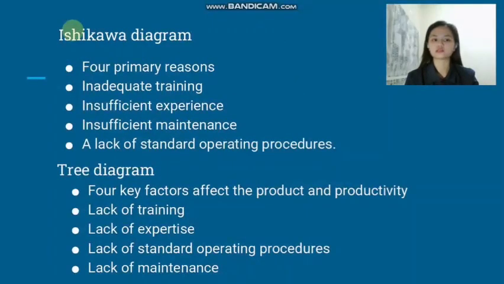And the Ishikawa diagram has the 4 primary reasons, which are insufficient training, insufficient experience, insufficient maintenance, and the lack of standard operating procedure. The tree diagram also has the 4 key factors that affect the product and productivity, which are the lack of training, lack of apprentices, lack of standard operating procedure, and lack of maintenance.